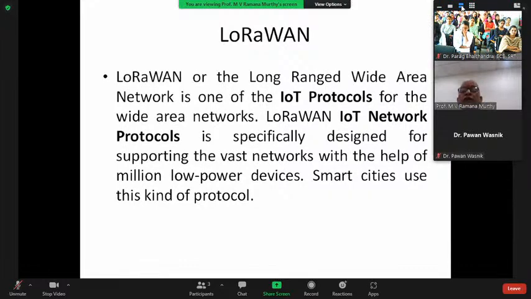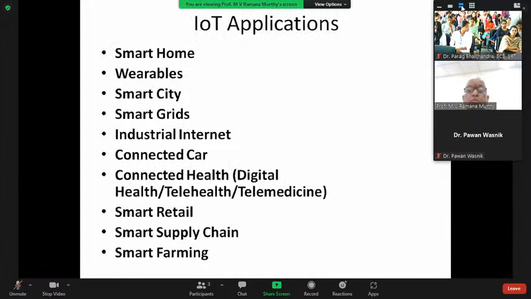This is also called Low-Range Wide Area Networks. It's also one of the IoT protocols for wide area networks. This LoRaWAN IoT network protocol is specially designed for supporting wide area networks with millions of low power devices, and smart cities use this kind of protocol. Applications include smart home, wearables, smart city, smart grids, industrial internet, connected car, connected health, smart retail, supply chain, and smart farming, which the last one is of my interest.